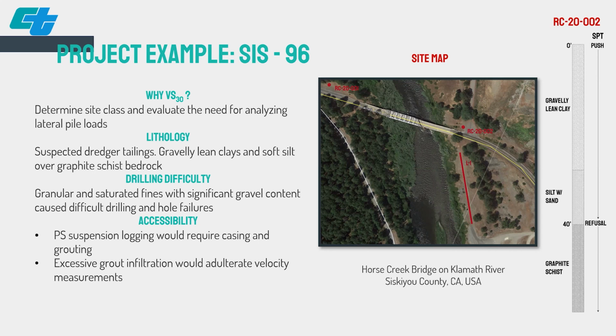In order to deploy the PS suspension logger without the hole collapsing, the hole would need to be cased and grouted. The grout generally works to ensure intimate contact between the casing and native material, but in this case, and based on our experience with the Smith River Bridge, which was nearly identical site conditions, we knew the grout would almost certainly infiltrate the native material and adulterate any velocity measurements acquired. This is why we decided to deploy MASW and REMI surface wave methods.